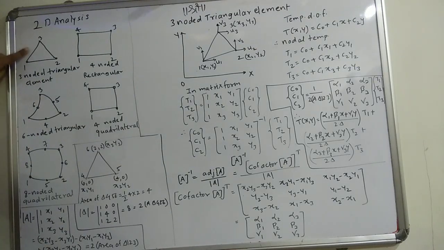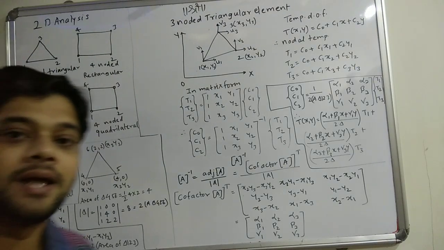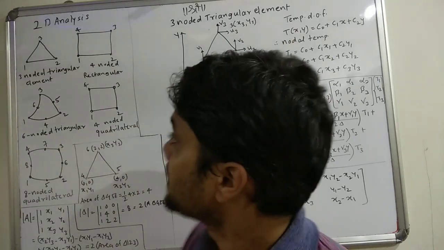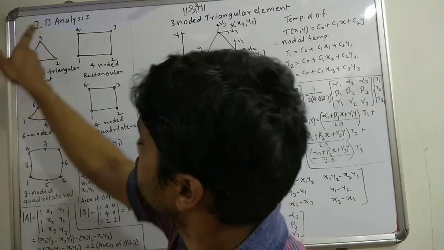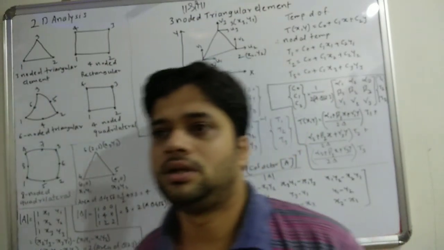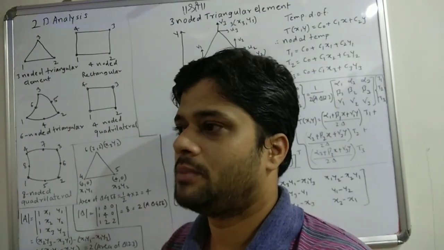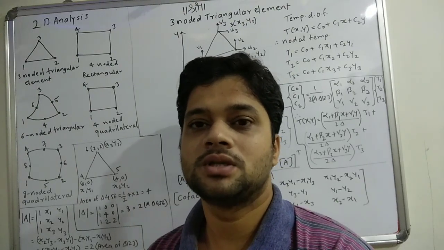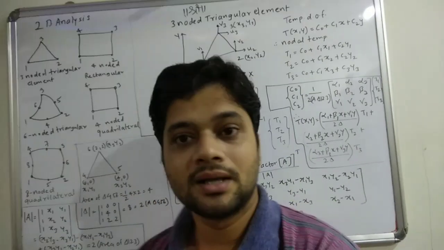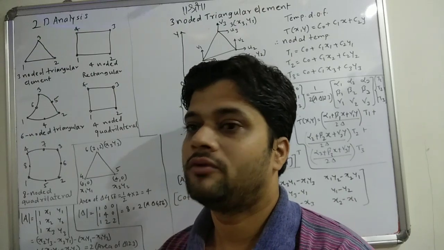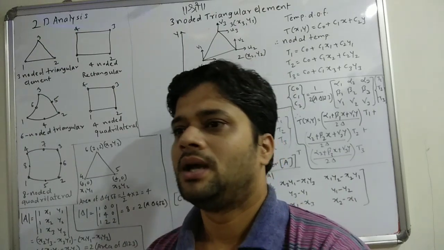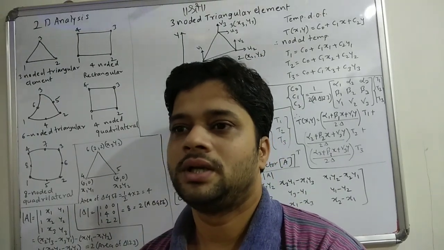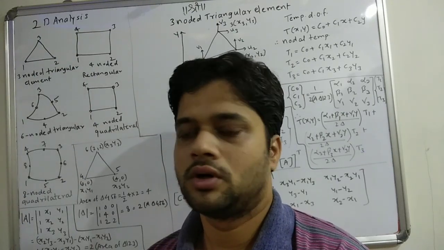So these are a few two-dimensional elements I have drawn over here. The first element is the three-noded triangular element. It has three nodes. The types of elements are based on the shapes of two-dimensional geometries. Triangle is one shape, then you have rectangle as the other shape, and after that a quadrilateral.